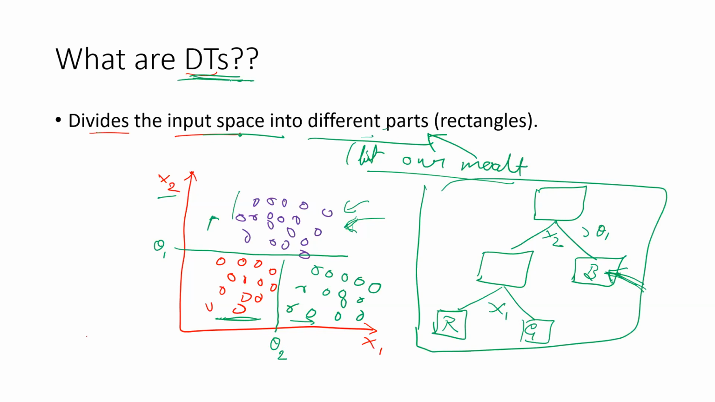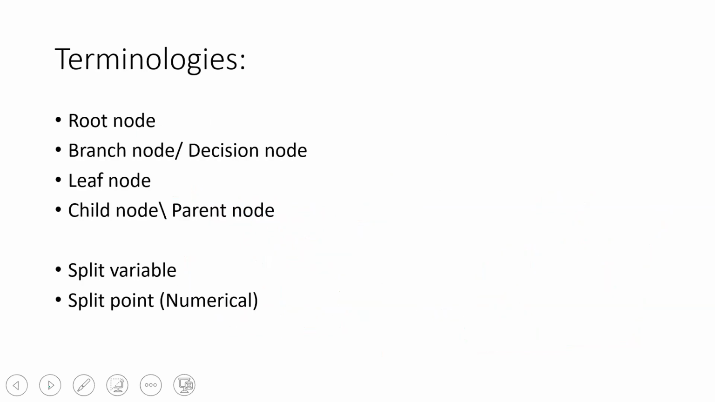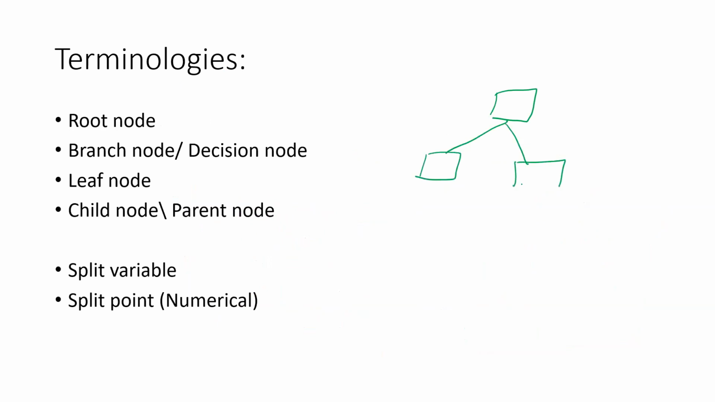Now this idea should be clear. The main problem comes in how to build a decision tree. First, some terminologies which are used for the decision tree. Let's say this is a typical decision tree. Here you have the node with the entire data set, then you split it into this part, and then you split this part again using some features.